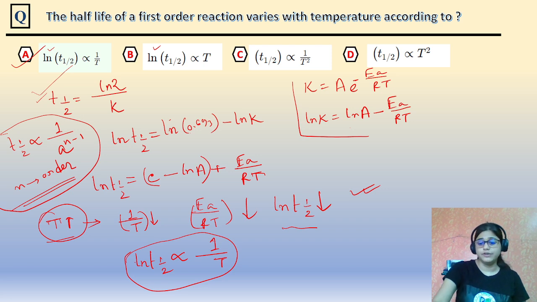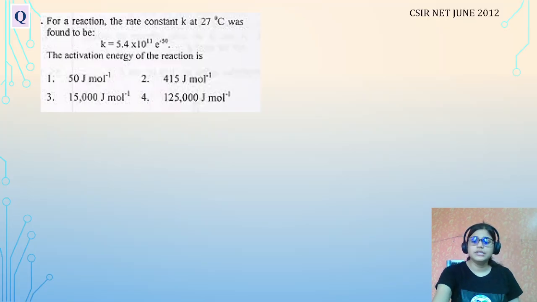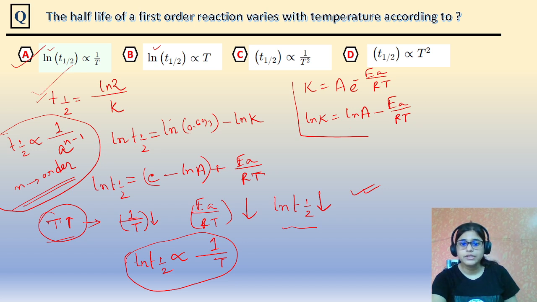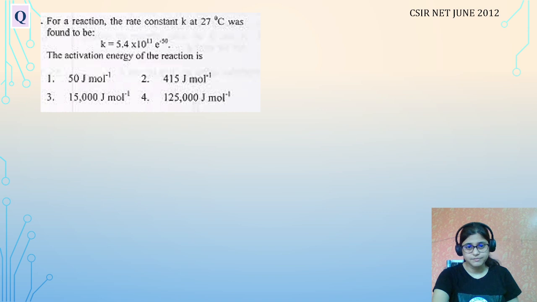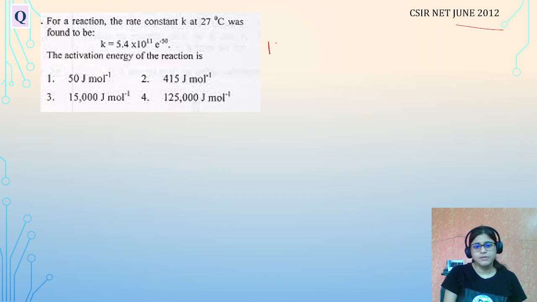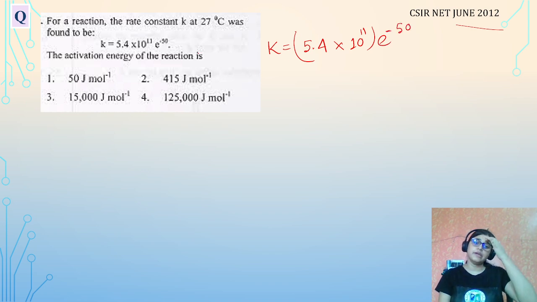Just look carefully. Now, I have not written it, but this is a GATE question. This question is from CSIR NET June 2012. For a reaction, the rate constant is given; it is a blurry kind of thing, so I will write it here, very blurry. I'm sorry for this. K equals 5.4 into 10 to the power 11 e to the power minus 15. So K is given like this. What is the activation energy for the reaction?